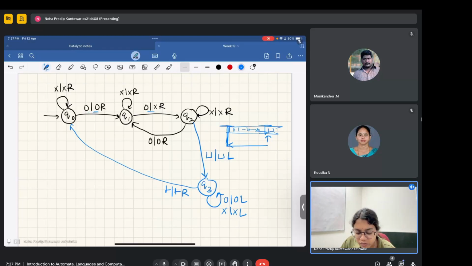So you go all the way to the left. If you see the left hand marker, that means you have reached the left end of the input, so you should start scanning to the right. So hence this transition will take you back to where you started.